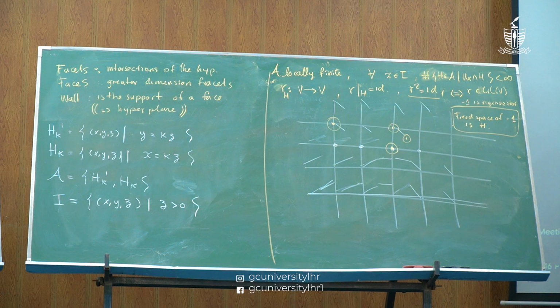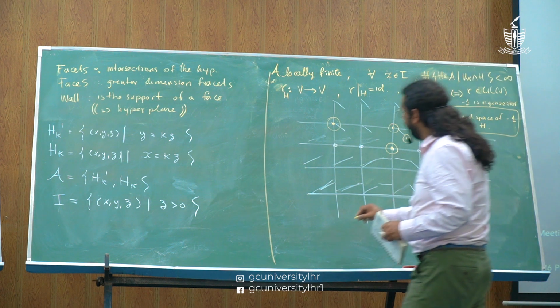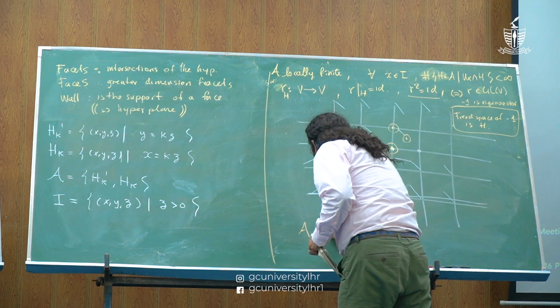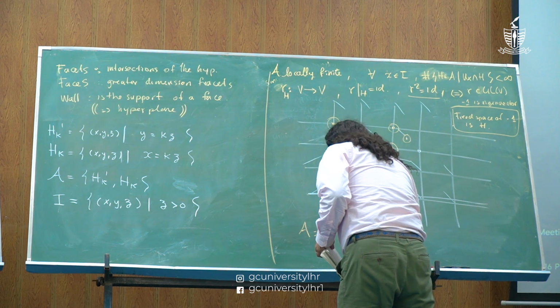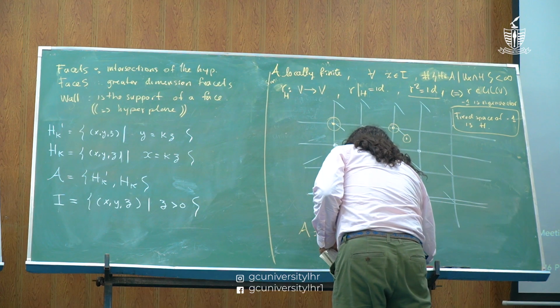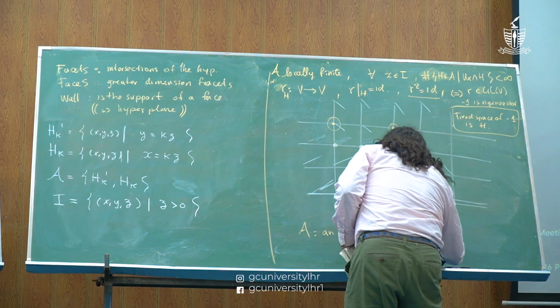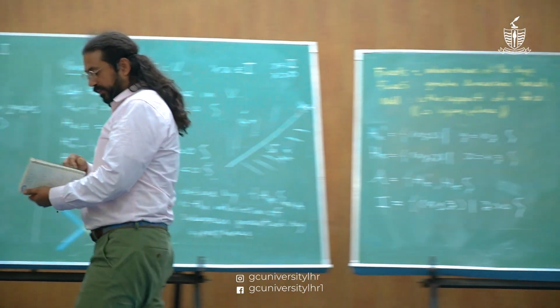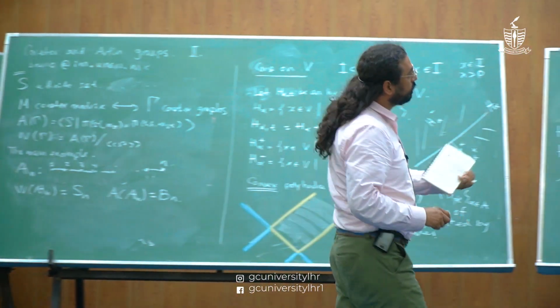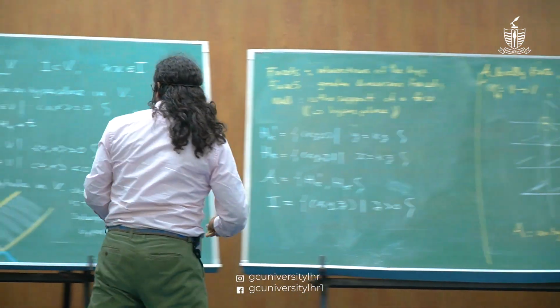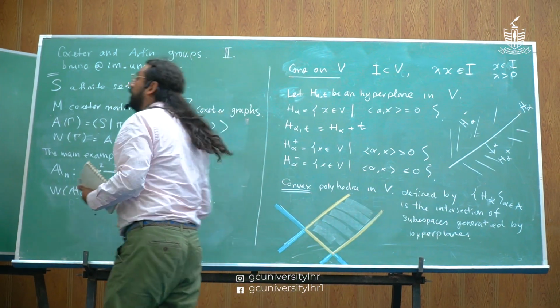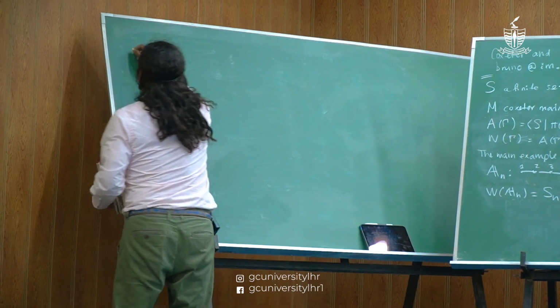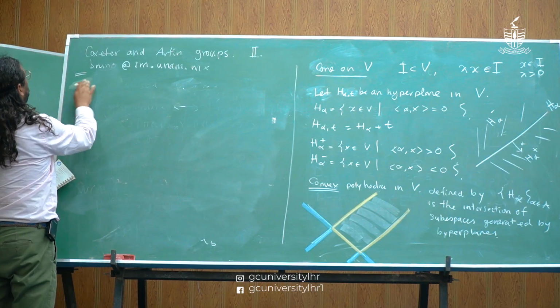So what do we have till now? Okay. So here we have an hyperplane arrangement. This is called a hyperplane arrangement. And now let's consider how we can construct this from a convex polytope. This will be called constructing. Let's start with that. Okay.